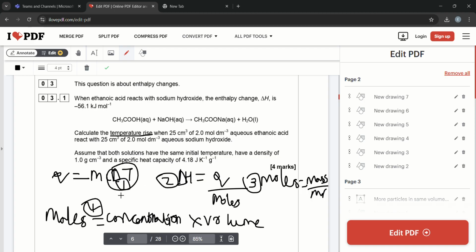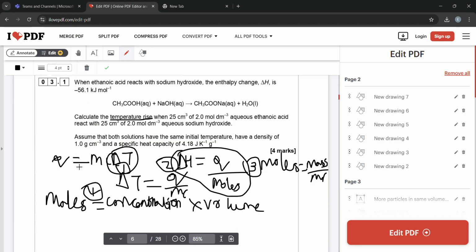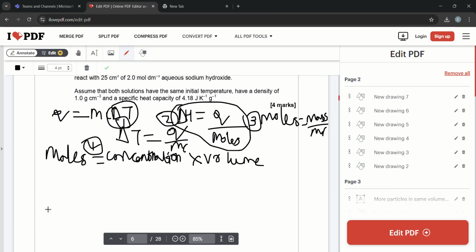Now we can rearrange this equation. Delta T equals Q divided by mc. Right? How do we find Q? Well, we can't use Q equals mc delta T because we don't know delta T. We have to use this formula. Delta H is Q over moles. Therefore, Q equals delta H times by moles.